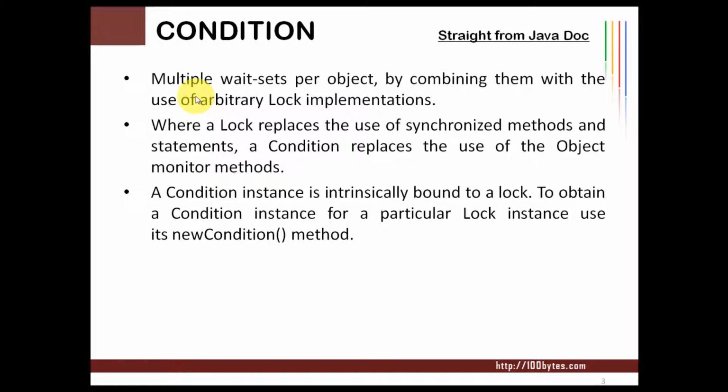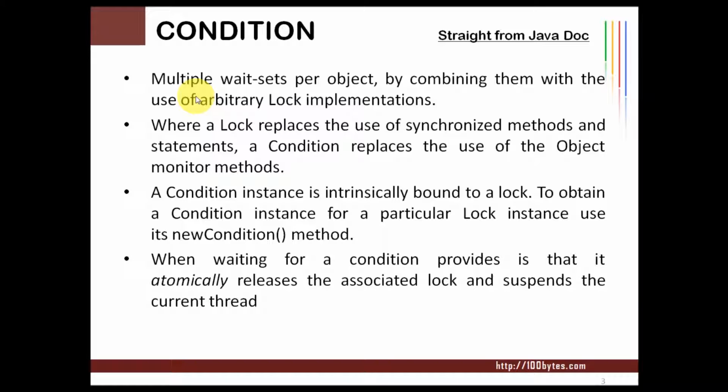That means before waiting on a particular condition, you have to acquire the corresponding lock. After acquiring the lock, the thread can wait on a condition. When the thread starts waiting on a condition, it releases the lock and suspends the current thread, so that the next thread can start its execution.